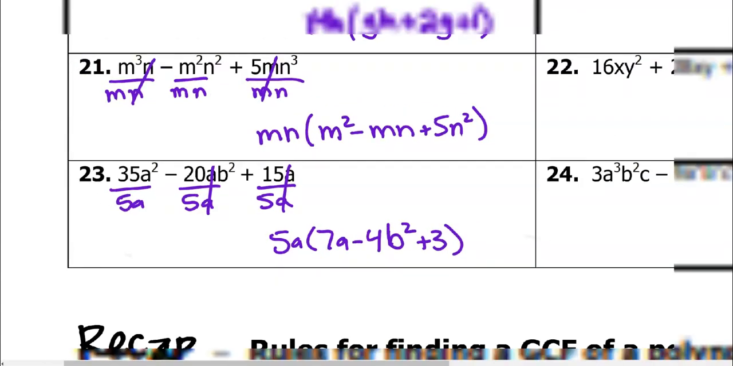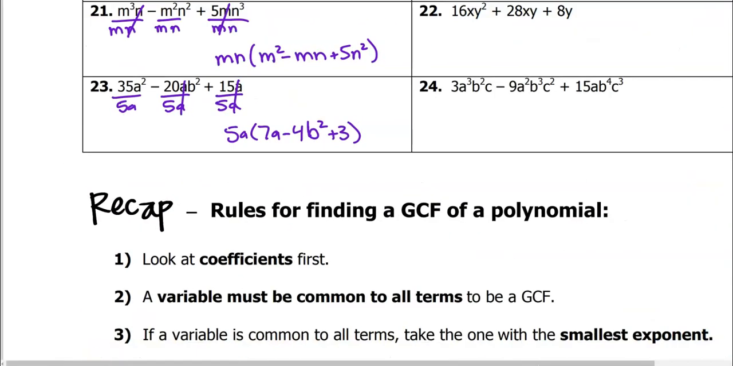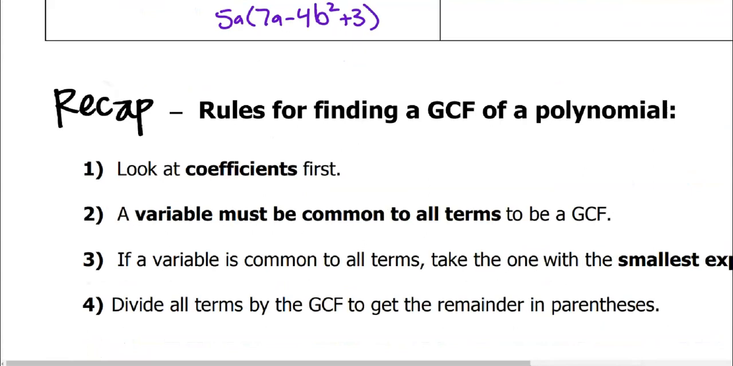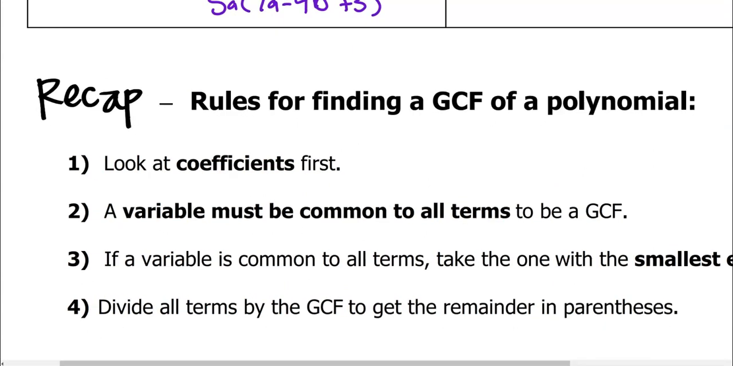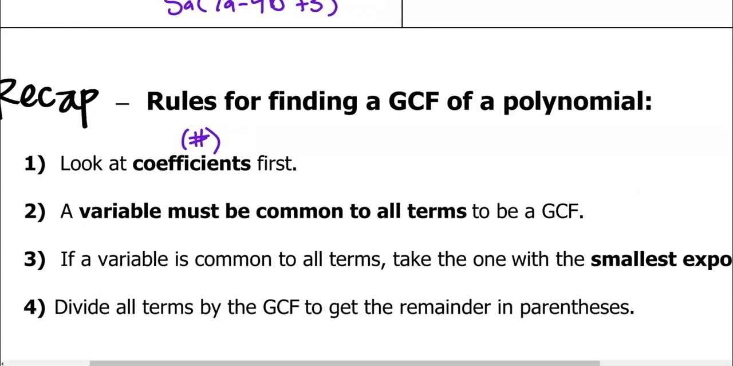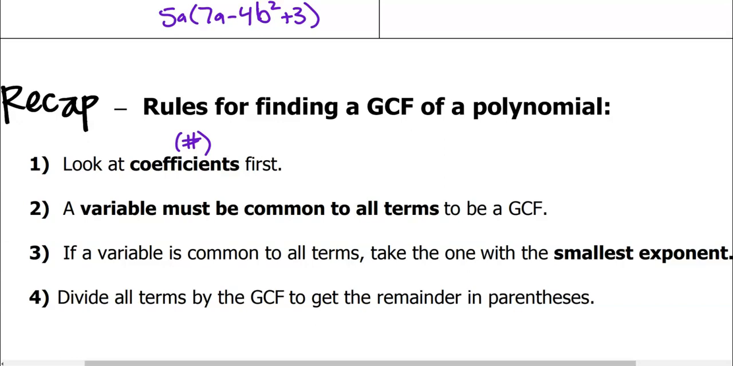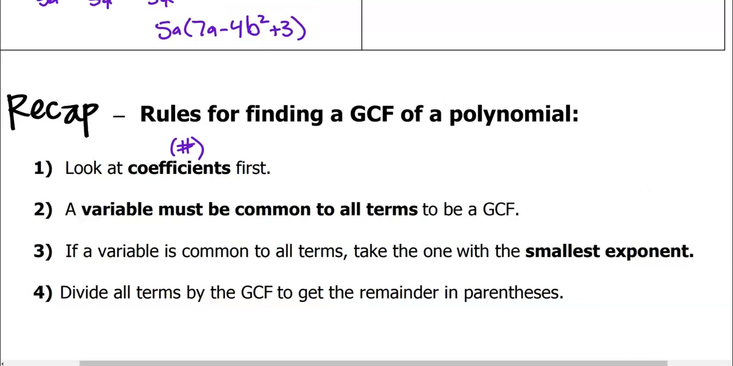Good. The bottom part is just a recap. If you're ever lost or confused, this is a recap. These are the steps of what to do. Look at your coefficients. Your coefficients are the numbers, right? Look at your numbers first. See what you can divide out of them. Then, if you're looking at your letters or your variables, they have to all be present in each term. If a variable is common, take the one with the smallest exponent. That's what we did each time. And then divide all the terms by the GCF.